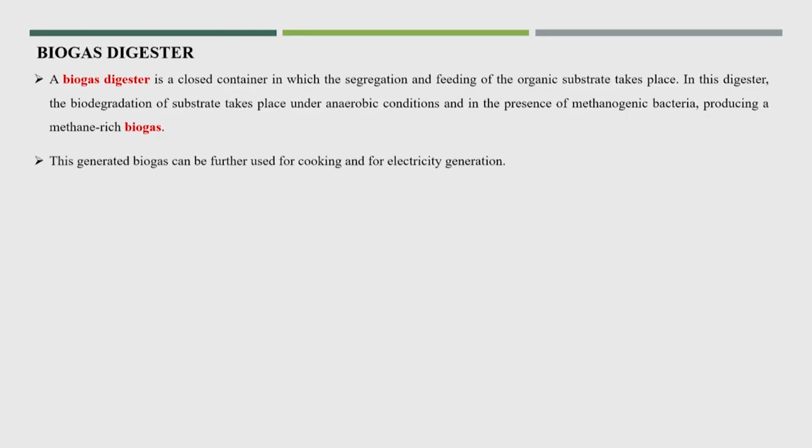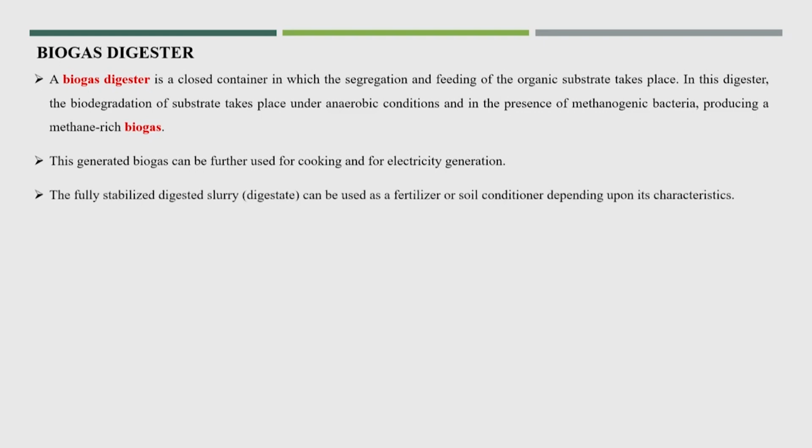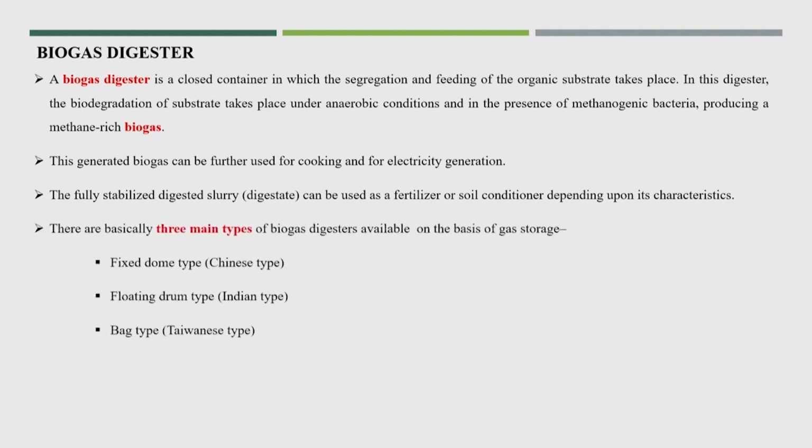The generated biogas can be further used for cooking and electricity generation, that is obviously the benefit of biogas production. The fully stabilized digested slurry or digestate can be used as a fertilizer or soil conditioner depending upon its characteristics. So that is also a benefit, the waste product we get from the biogas reactors.